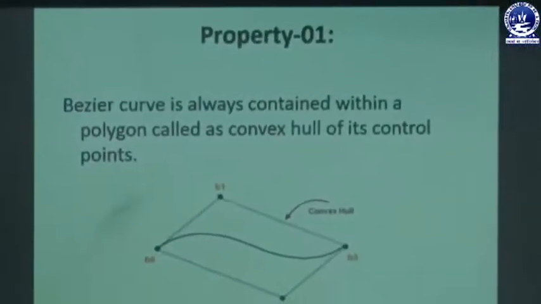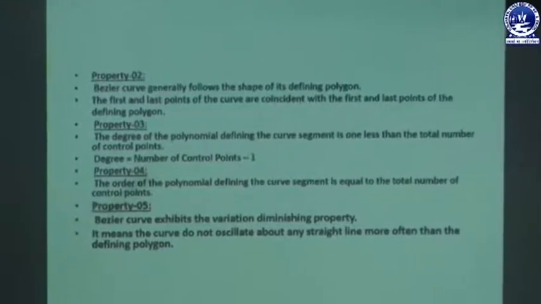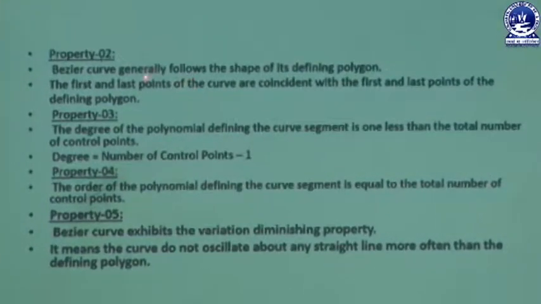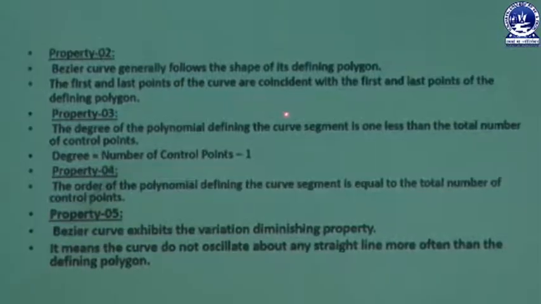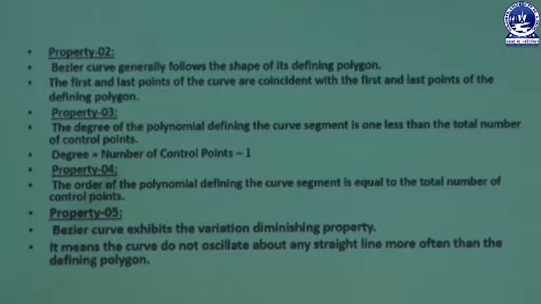Okay, now we go to our second property. The second property is that the Bezier curve generally follows the shape of its defining polygon. That means the Bezier curve always follows how the shape structure is defined. As the shape structure is easily identified by using the intermediate pixel points, the Bezier curve follows the shape of the defining polygon. And the first and last points of the curve are coincident with the first and last points of the defining polygon.